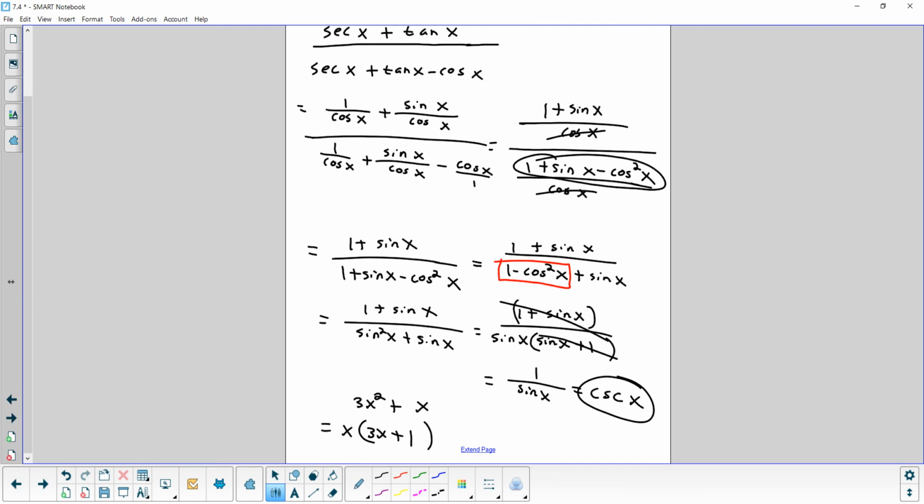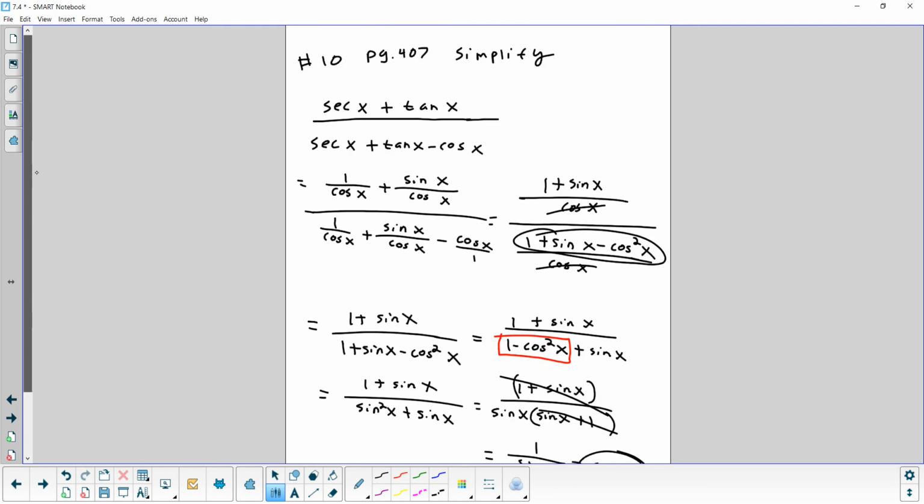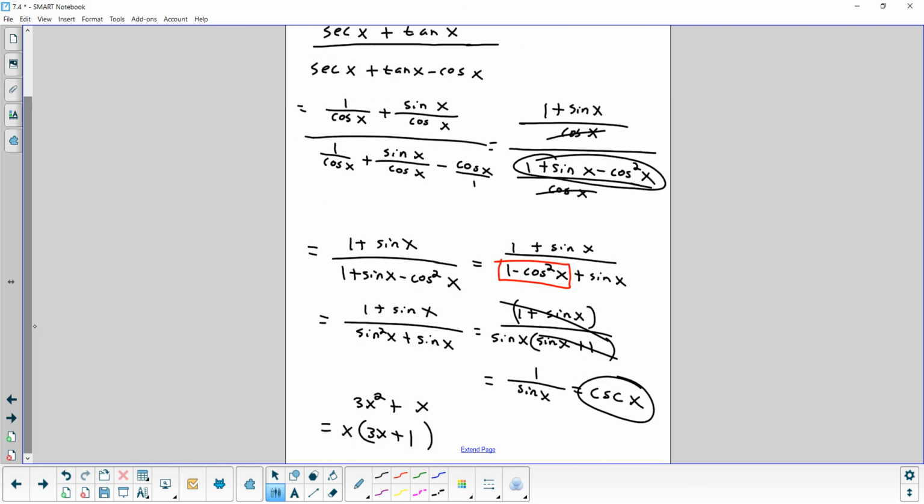All right. But yeah, that was a tough one. That was number 10 on page 407. So I could check the answer, but I'm pretty sure that's right.